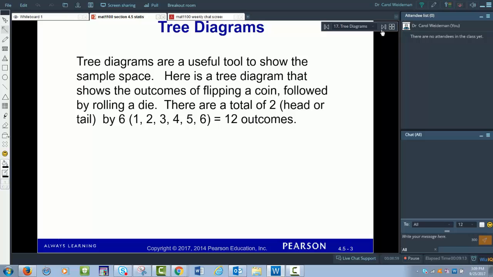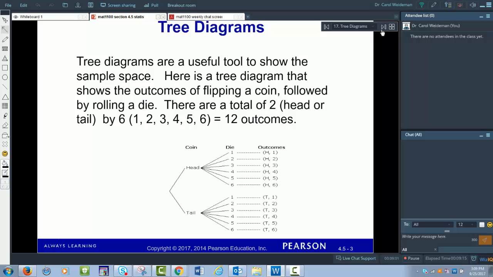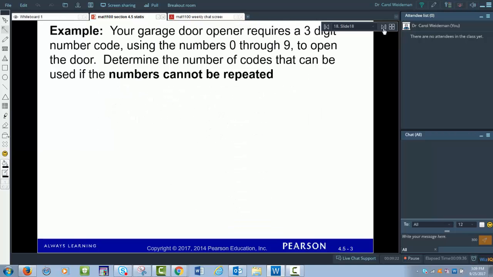Tree diagrams are a helpful way to calculate or determine sample spaces, and they're actually pictures. We've done a lot of pictures in this course, and this is the flipping a coin, rolling a die example. It's called a tree diagram. So when I flip the coin, I get a head or I get a tail. Then I'm going to roll the die. So I can get 1 through 6 if I had a head first. I could also get 1 through 6 if I had a tail first. So here are the actual outcomes, 12 outcomes in the sample space.